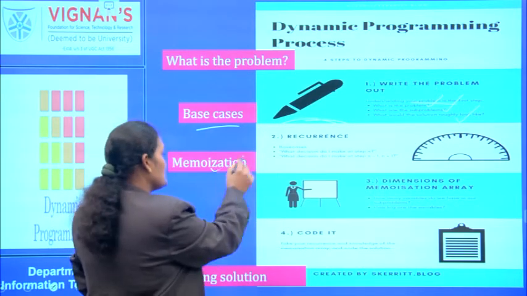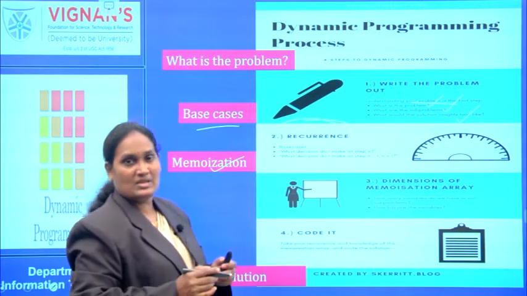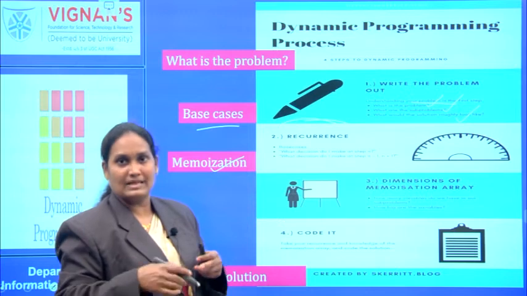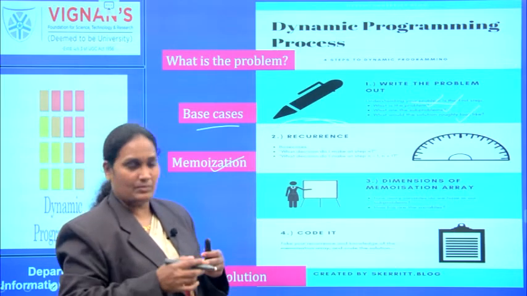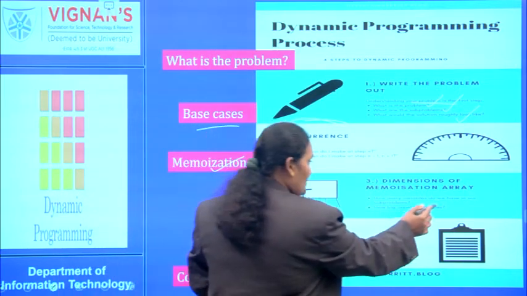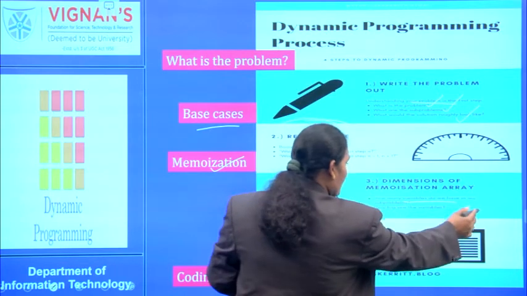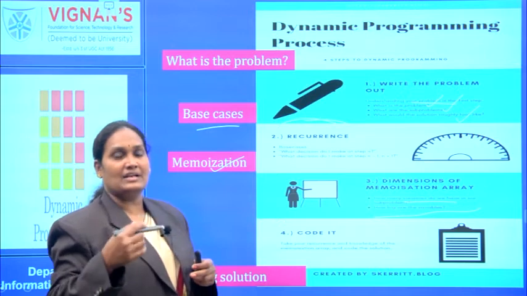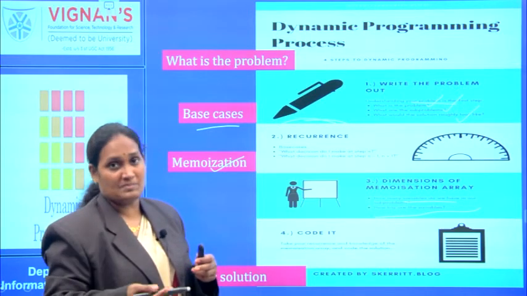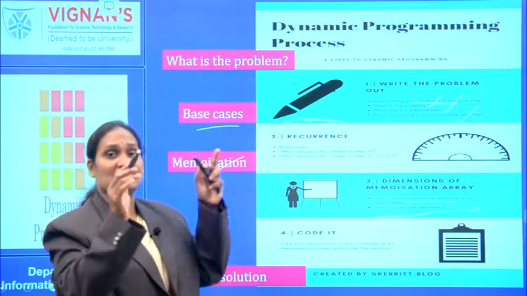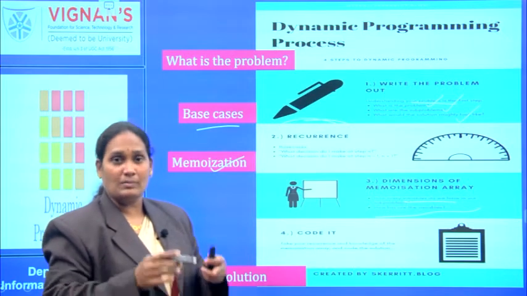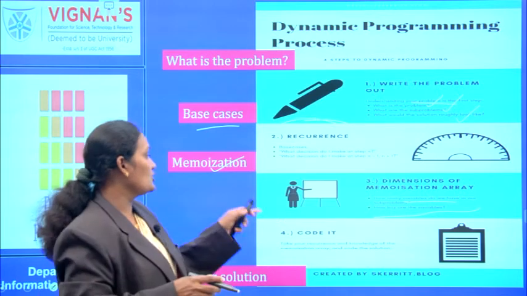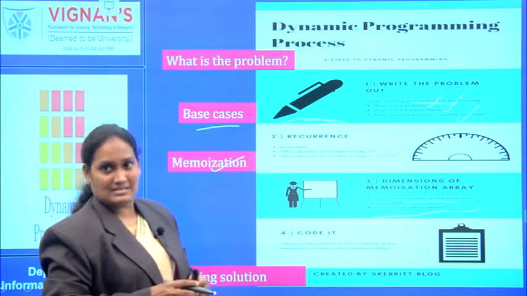Now, memoization. Already I said that memoization means tabulating the results of subproblems. Here, how many variables are there, how many subproblems are there, how big the subproblems are, and how many repetitive subproblems may be there. Now, what may be the size of the table for the given input. All those things should be decided at this step.